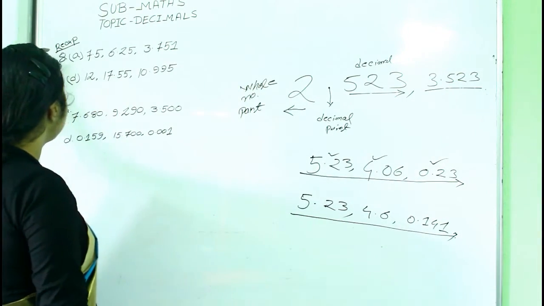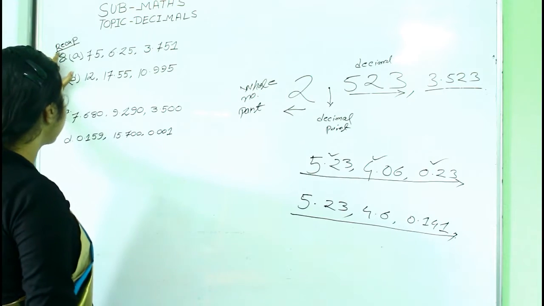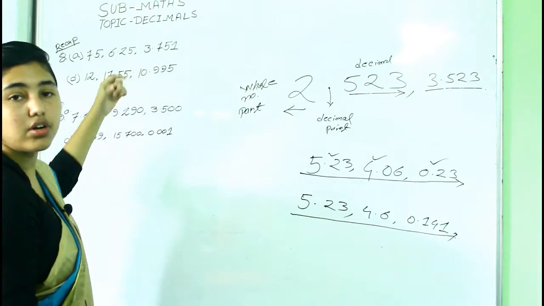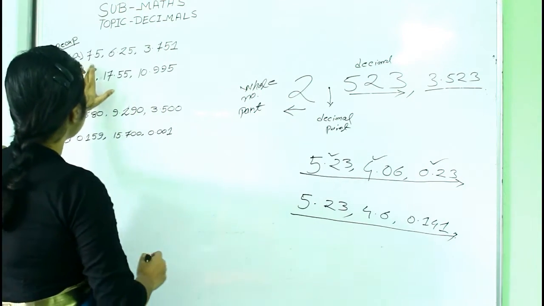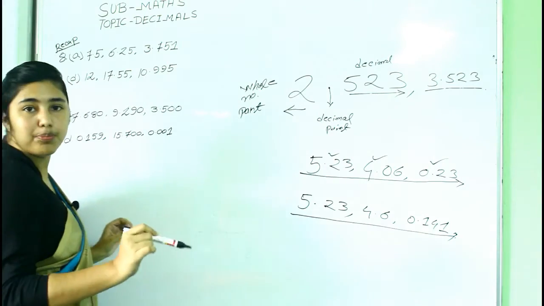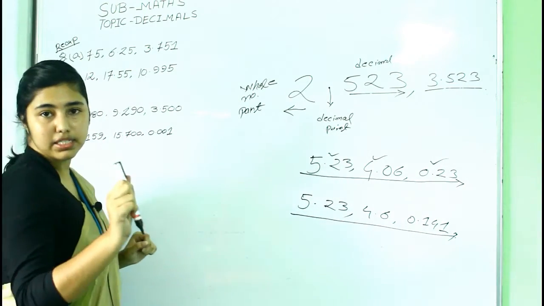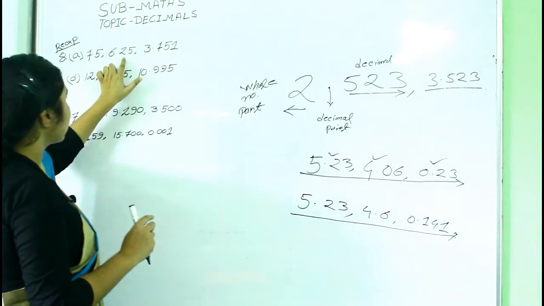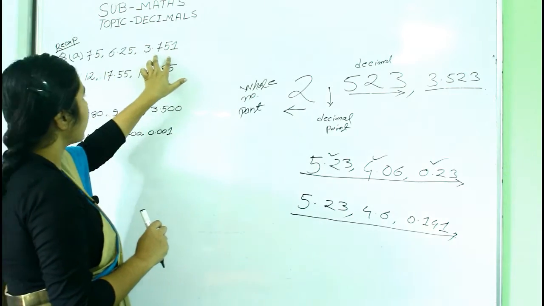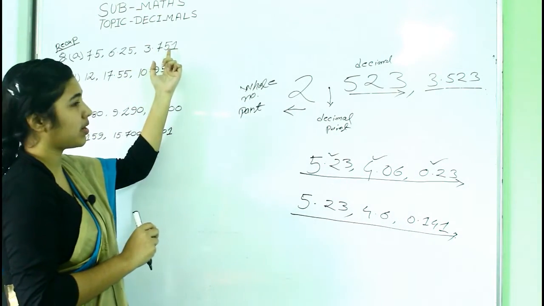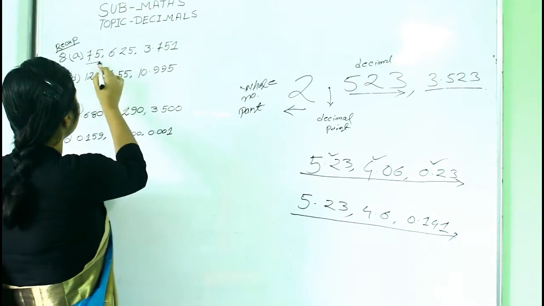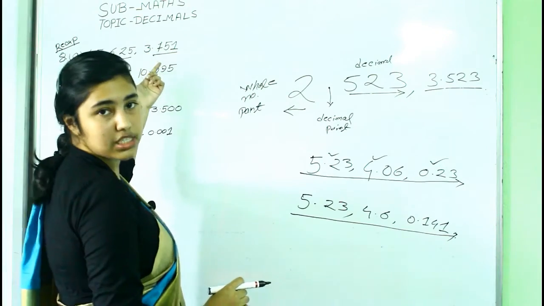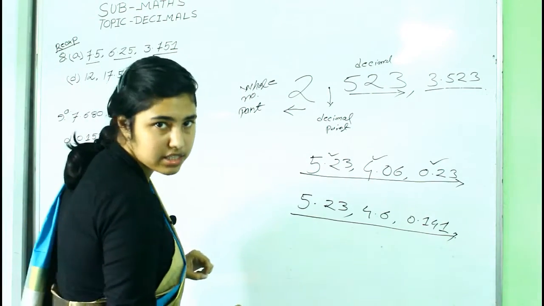Now here in question number 8 of your recap exercise, we have to convert these numbers into like decimals. Now look at these numbers. First number 7.5 has only 1 decimal place. Second number has 2 decimal places, tenths place and hundredths place. And the third number has 3 decimal places, which means these are unlike decimals. Now we have to convert these decimal numbers into like decimals.